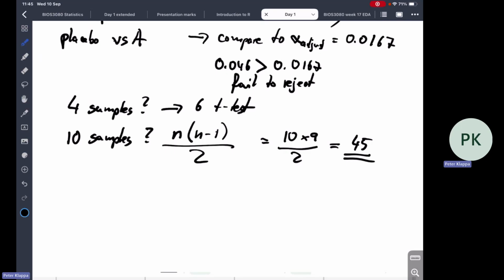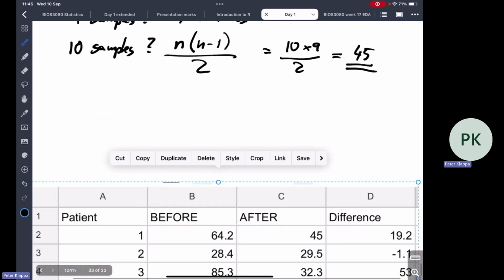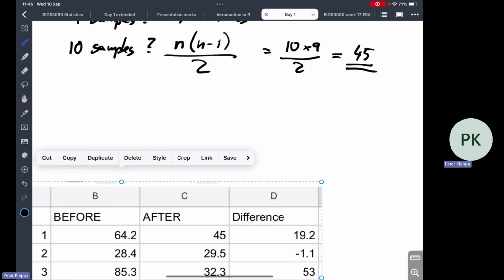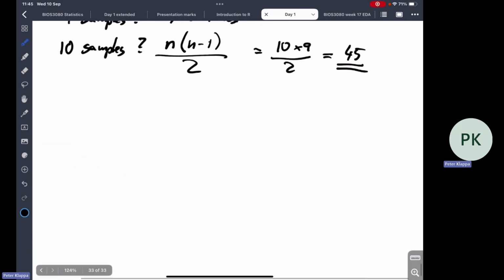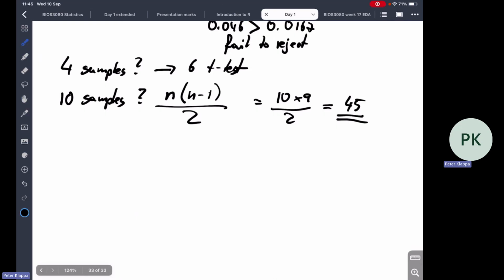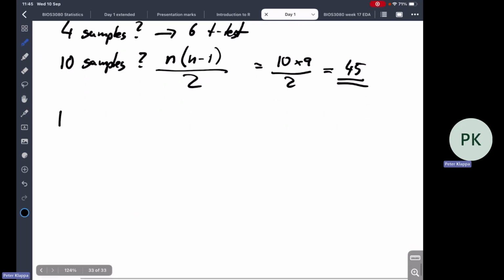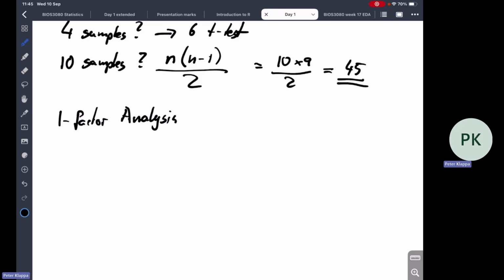And luckily, there is a method. There is a method. You probably have heard about this method. This method is called a one-factor analysis of variance. We are looking just at one factor, drug or whatever this is, at different levels.